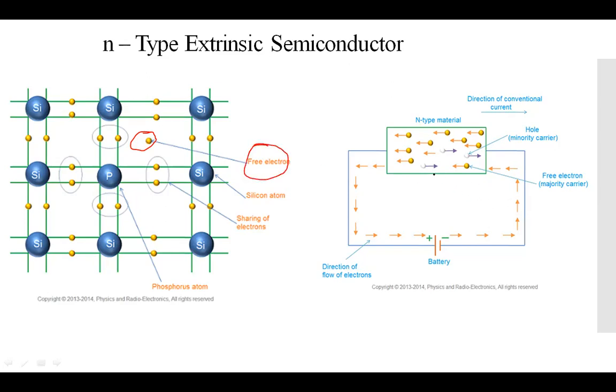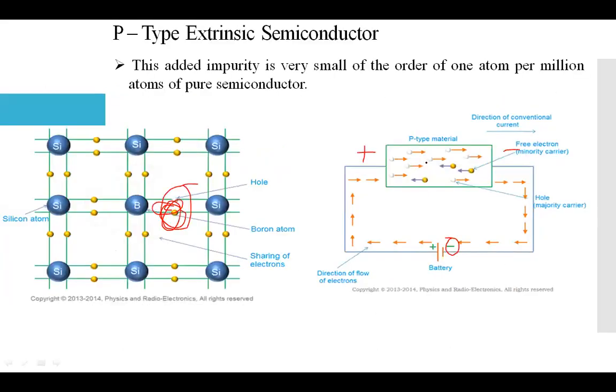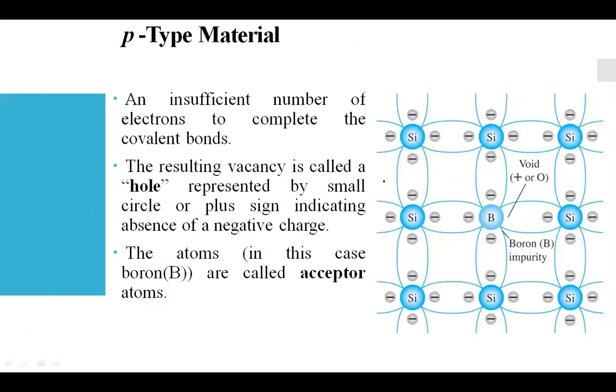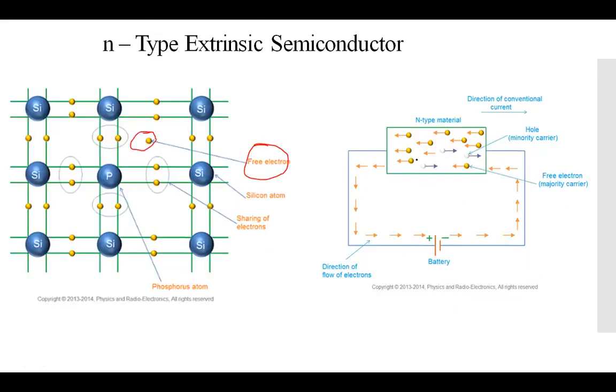Now you can see the same process we discussed. In the previous part, that was our p-type structure, and now we are going to discuss the n-type structure.